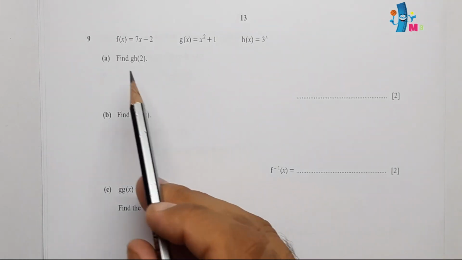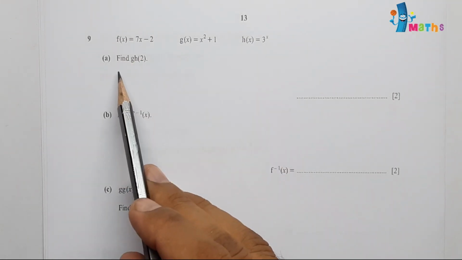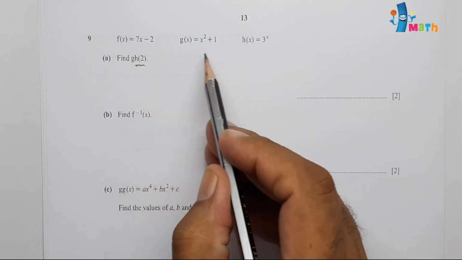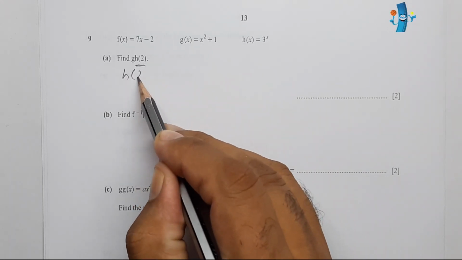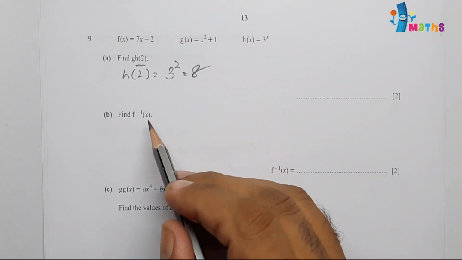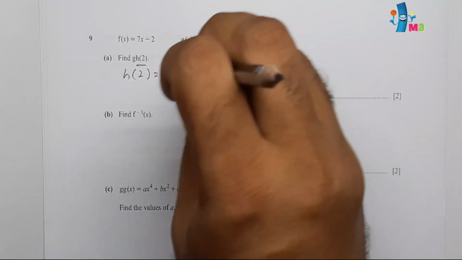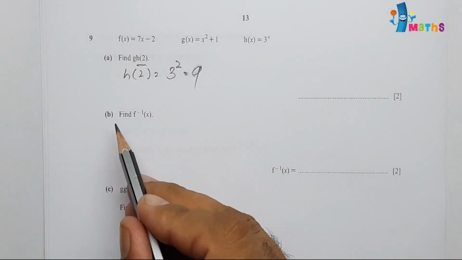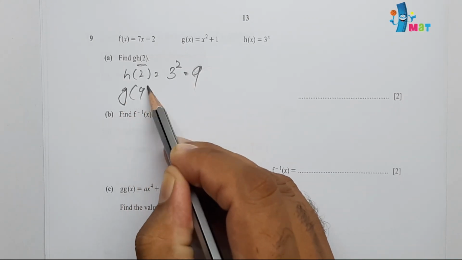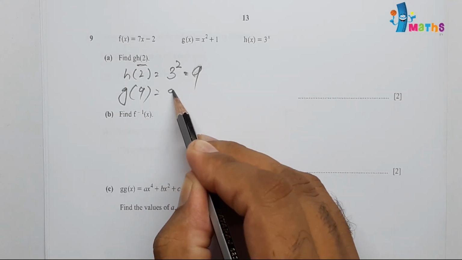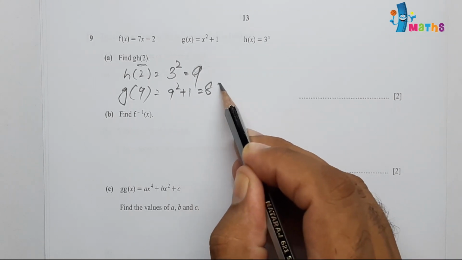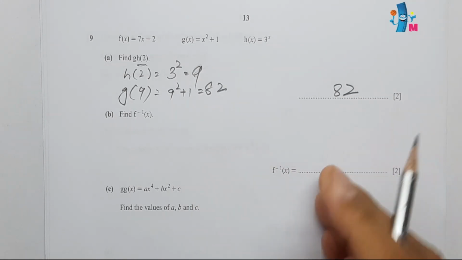Question number 9 is functions. f of x is given, g of x, h of x is given. Find g h f of 2. So we'll solve h of 2 first. h of 2 will be equal to 3 raised to power 2, which is 9. So we will write here 9. And now g of 9 we can calculate. It will be equal to 9 squared plus 1. So 9 squared is 81 plus 1, so 82. So the answer to this one will be 82.